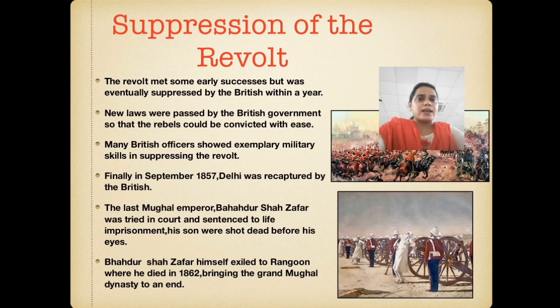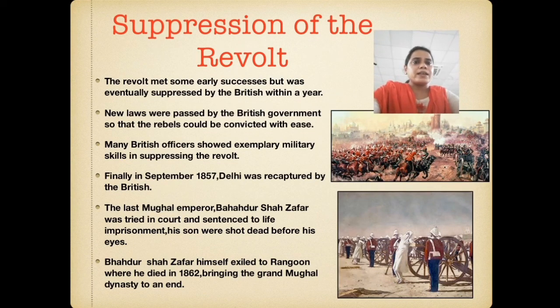So students, as the sepoys began the revolt, princes and other people also joined them. Very soon the rebellion spread throughout northern and central India. The revolt met some early successes but was eventually suppressed by the British within a year. New laws were passed by the British government so that the rebels could be convicted with ease. Many British officers showed exemplary military skills in suppressing the revolt.